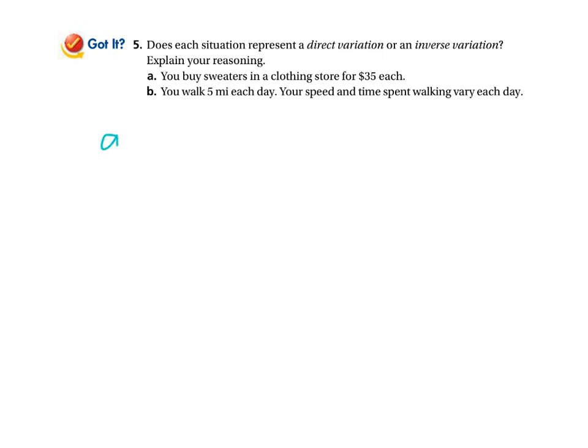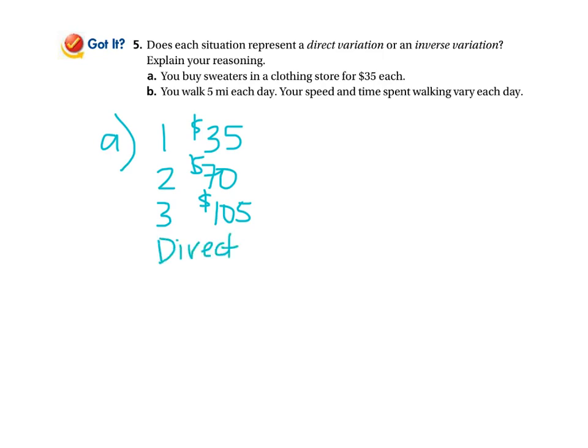All right, so for A, 1 sweater is $35. 2 sweaters would be $70. Gosh, those are expensive sweaters. 3 sweaters would be $105 for 3 sweaters. No thanks. But that's clearly a direct variation because as the number of sweaters is increasing, so does the cost of the sweaters. What about B?